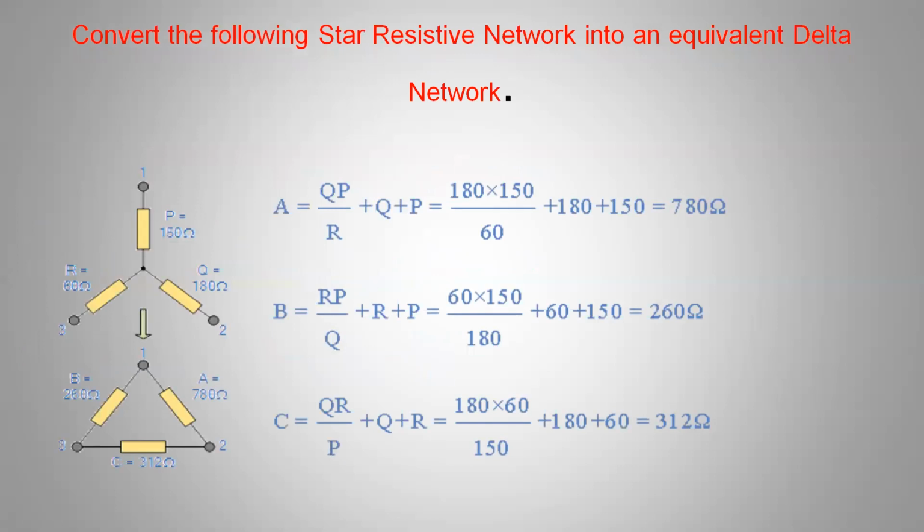Next, convert the following star resistive network into an equivalent delta network.